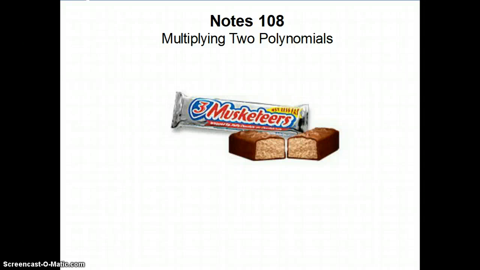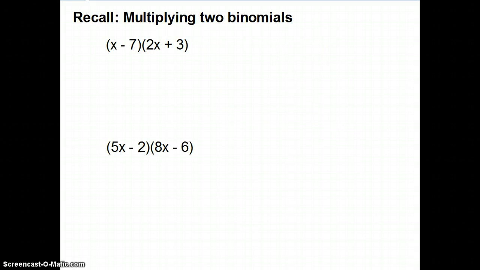Hello and welcome. Today we're going to be discussing the process of multiplying two polynomials together. At the end of today's lesson, I will also introduce multiplying two trinomials together. First, let's recall the process of multiplying two binomials. In our previous lesson, we talked about using FOIL to help us do this.